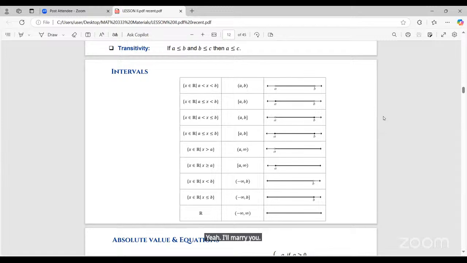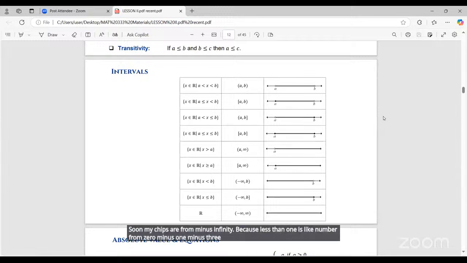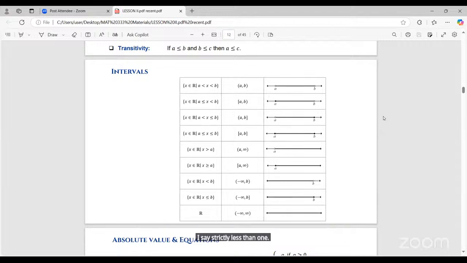Ma'am, you said strictly less than 1 and strictly less than 10, right? So now it should start from minus infinity, because less than 1 is like numbers from 0, -1, -2 to infinity. Relax, strictly less than 1 means 1 is the edge. It does not exceed that 1. So it will be open on 1.